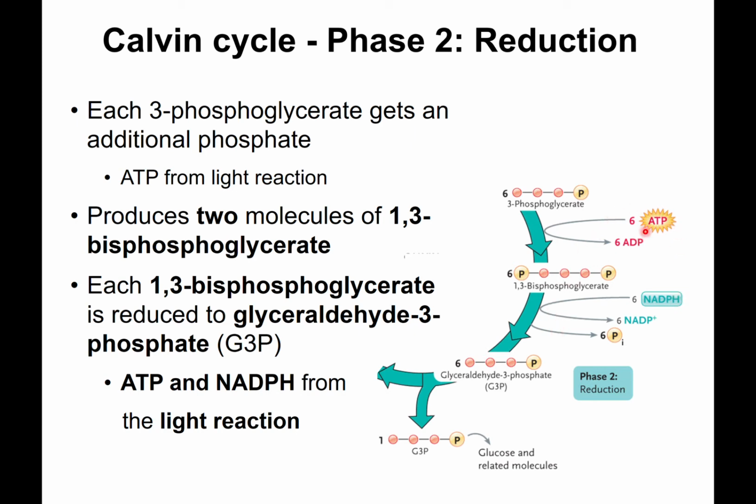You have 6 ATP molecules used here for every 3 cycles, and 6 NADPH molecules used for 3 cycles. We'll see the stoichiometry later on, used to generate glyceraldehyde 3-phosphate.